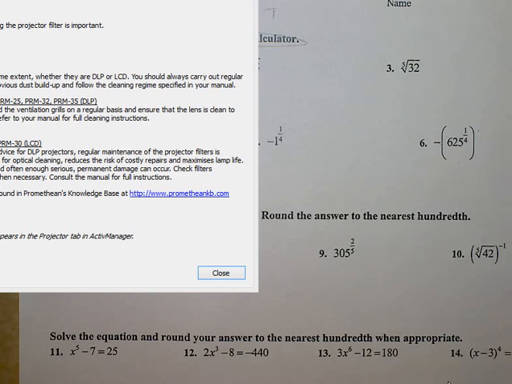You'll have a portion of your quiz that you get to use a calculator with and a portion that you do not get to use a calculator with.